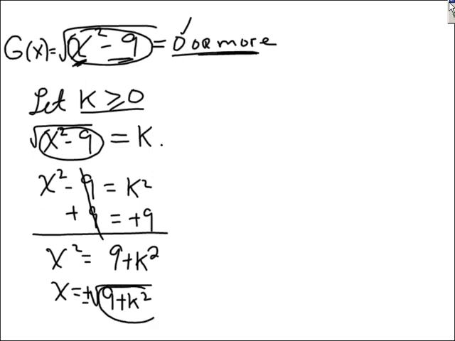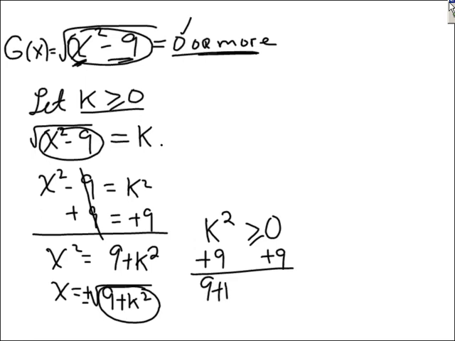This will always be positive. Why? Because k squared is always bigger than or equal to 0, and if you add 9 to it, 9 plus k squared will always be 9 or more. So what's underneath the square root sign is always positive. It can be any value you want. There is your recipe. That's the x value that will get you back any k you want.